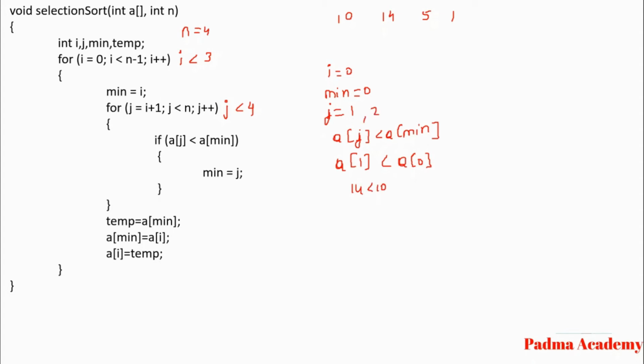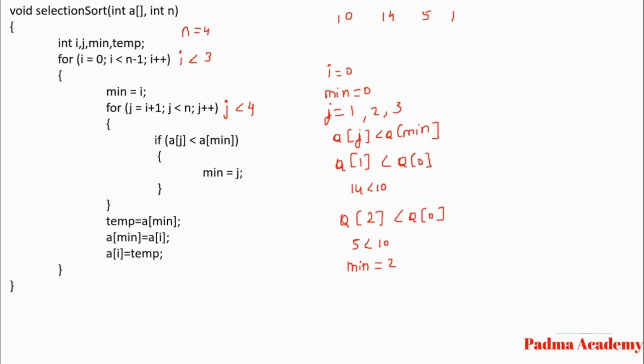Then the j value will be incremented, j will become 2. It will check that 2 is less than 4, yes, that for loop will be executed. Then it will check is a of 2 less than a of 0, that is 5 less than 10. This is true, 5 is less than 10, so it will assign the value of j to min, that is the j value is 2, and it will assign it to min, so min becomes 2.